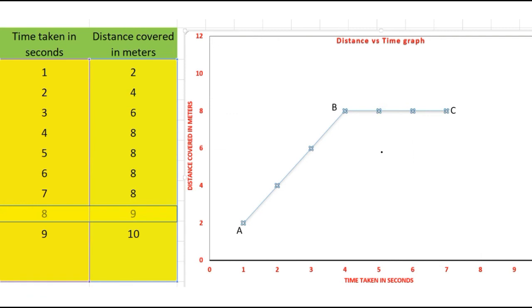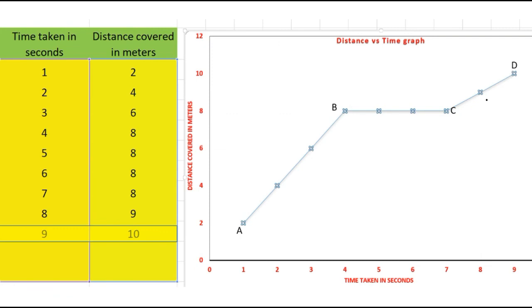So the next one is the 8th second, the body is at 9 meter distance. 9th second, the body is at 10 meter distance. Now the curve is rising, right? Suppose I represent this point as D, and let me construct a question: what type of motion does C to D represent? Again, we have learnt it here. Definitely it should be a uniform motion. And why uniform motion? Equal distance is covered in equal intervals of time, right?